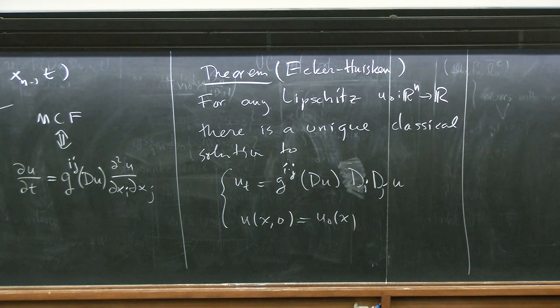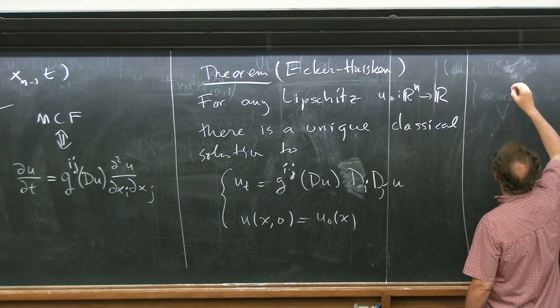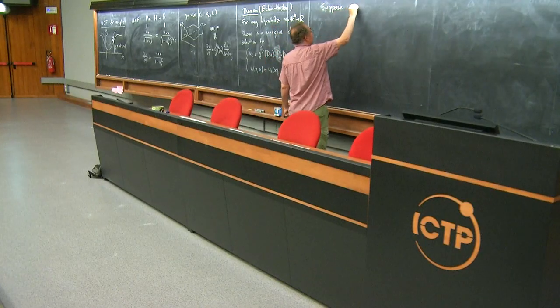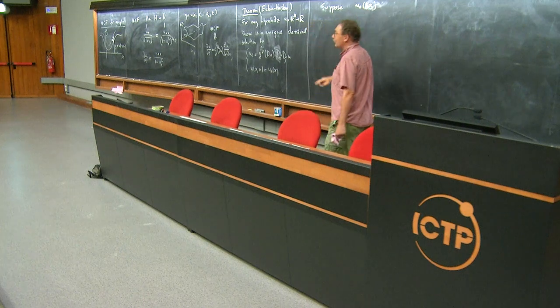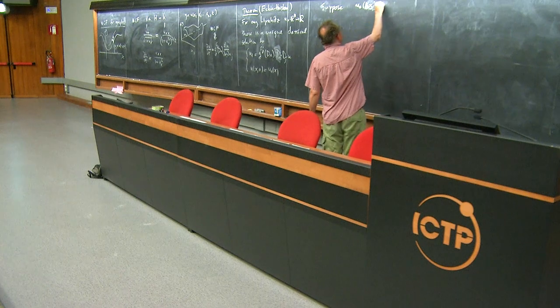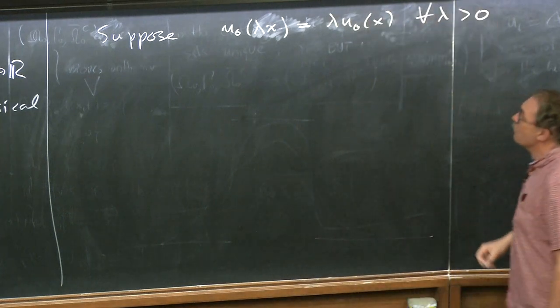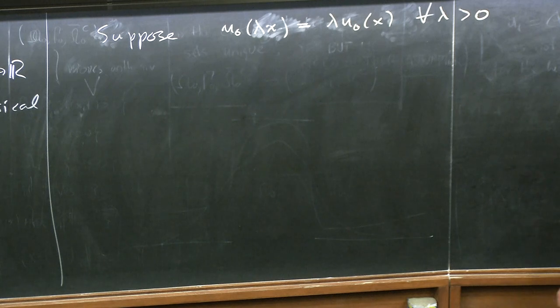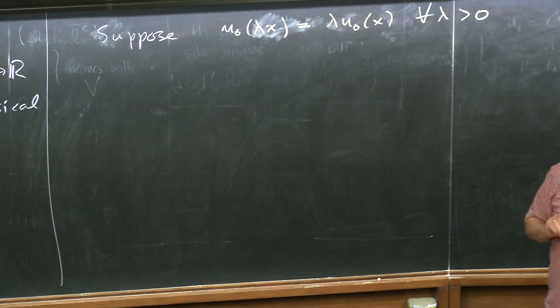Okay, so a consequence of this is, my topic today is ODE methods for studying expanding and shrinking solutions to mean curvature flow. The Ecker-Huisken theorem, a consequence of this is, so consider the following situation. Suppose the graph of our initial condition is a cone. Okay, so in other words, u naught is homogeneous of degree 1. Okay. Then the solution has to be self-similar.